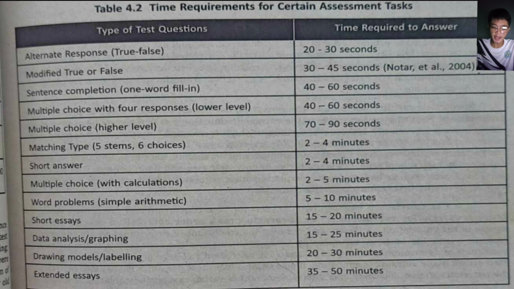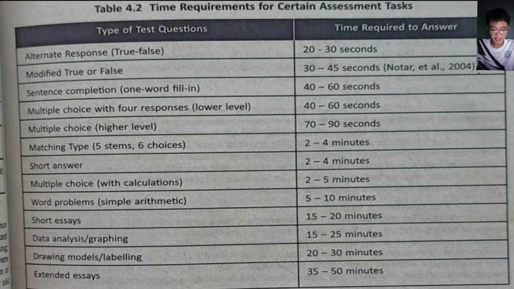Multiple choice, higher level, 70 to 90 seconds. Matching type, 5 stems and 6 choices, would be 2 to 4 minutes. Short answer, 2 to 4 minutes. Multiple choice with calculations, 2 to 5 minutes. Word problems or simple arithmetic, 5 to 10 minutes. Short essays, 15 to 20 minutes. Data analysis or graphing, 15 to 25 minutes. Drawing models or labeling, 20 to 30 minutes. Extended essays, 35 to 50 minutes.